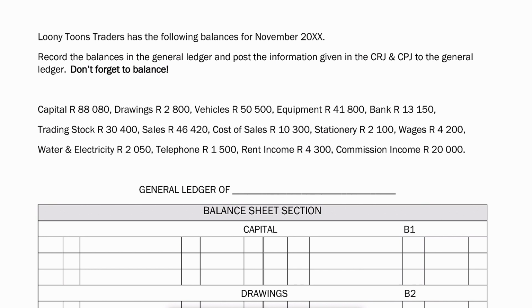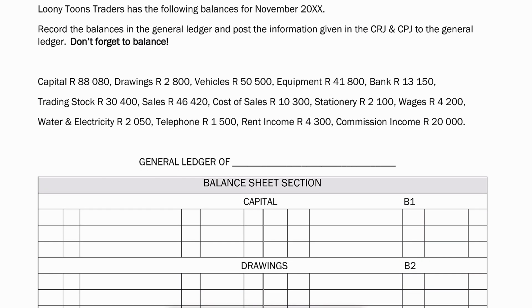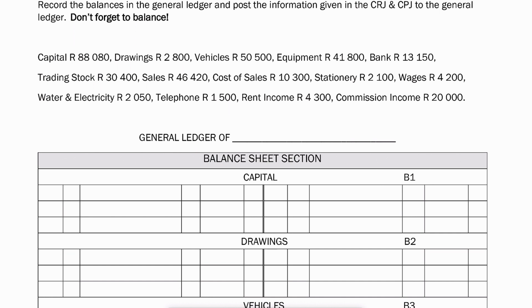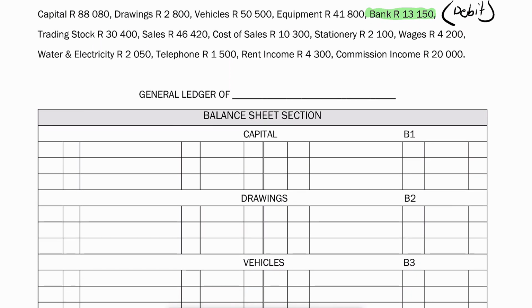Now, if we look at our balances, they've given us a balance for capital, drawings, vehicles, equipment, bank. Bank's an interesting one. They haven't told us that it is a credit balance, and they haven't told us we're in overdraft. So what we do is that would be a debit balance. Okay, we have balances for trading stock, sales, cost of sales, stationery, wages, water and electricity, telephone, rent income, and commission income. Now, how we start this off is first and foremost, we need to say who the ledger is for, and that is Looney Tunes Traders.